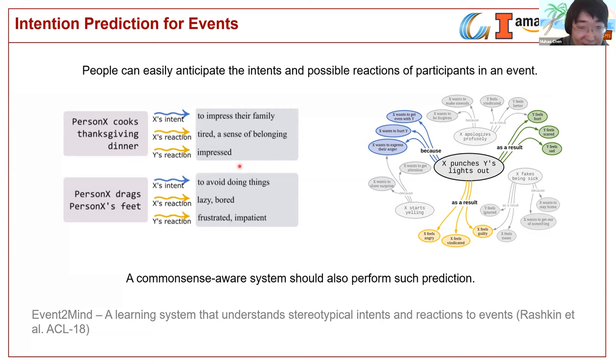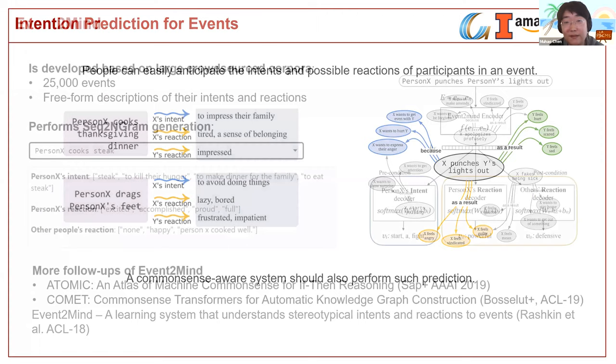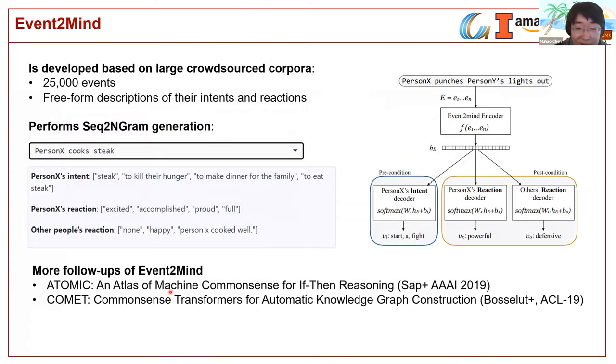So this is actually easy for humans, but similarly, when we develop a common sense aware system, we would also expect the system to perform this kind of inference. And this problem was first attempted in the work Event2Mind, which was published by people from UW in 2018. So this Event2Mind system is developed based on a large crowdsourced corpus, which contains around 25,000 events and also freeform descriptions of their intents and reactions. And there's a model which is trained on the corpus to perform sequence to n-gram generation, which actually shows pretty good generalization to give freeform descriptions of event intents.